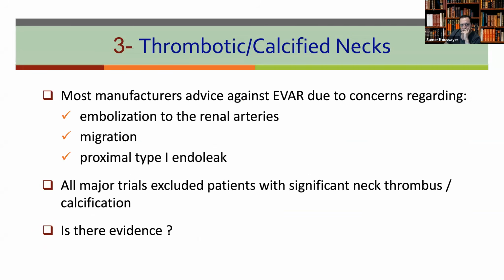Thrombus and calcifications is an issue. The problem with the thrombus is that it can embolize the renal artery, especially when you do ballooning, because you squeeze the clot and it goes up. Migration and proximal type 1 endoleak can also occur. So most studies, most papers, most devices say you don't use it if you have a lot of thrombus. But is there any evidence?